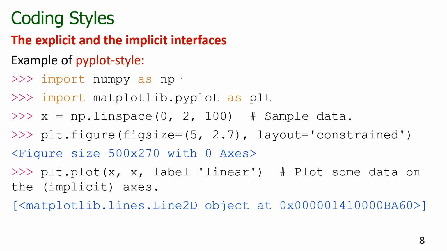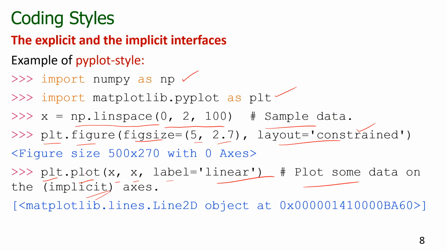Here you can see first you import numpy, then import pyplot. Then the same x you are taking, linear space 0 to 100, sample data. Then the figure size we are making the same. Figure size equal to 5, 2.7, layout equal to constrained. Then you are plotting. Earlier we used axis actually. Here, plot of x comma x, label equal to linear, some data.